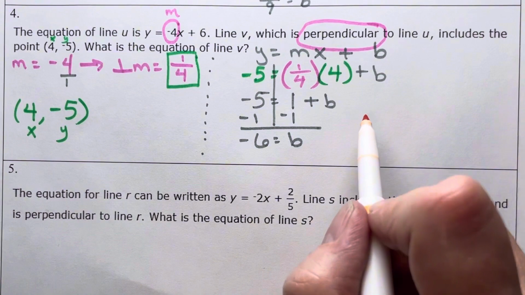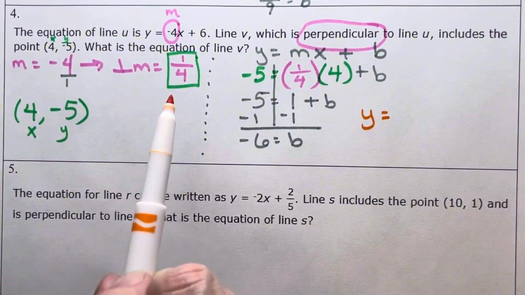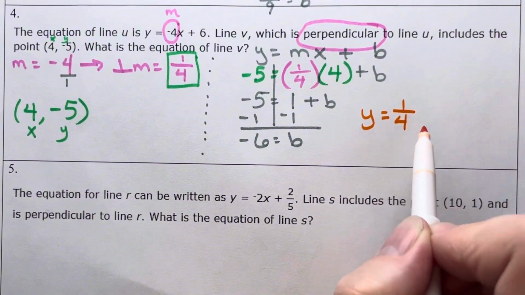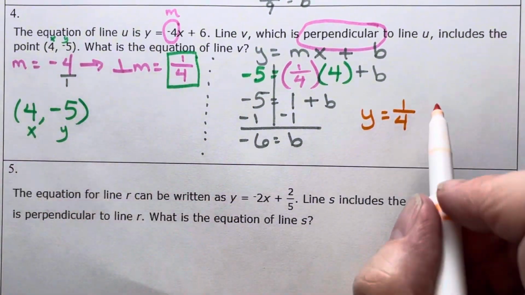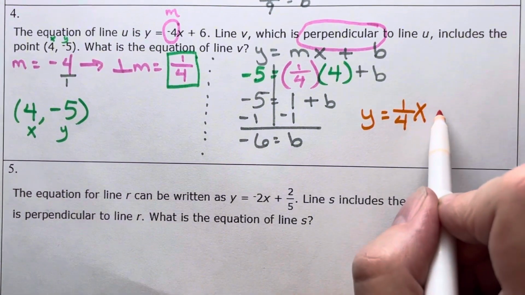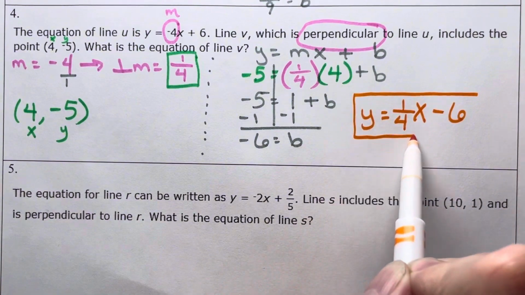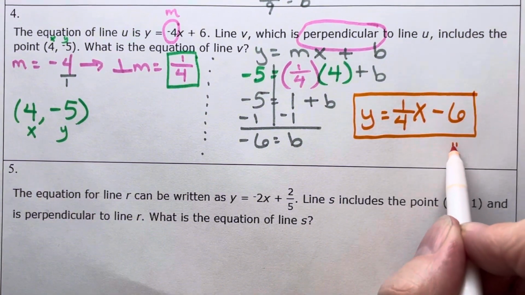All right, our y-intercept is -6. This is super. Let's write our final equation of y equals 1/4, the slope from the perpendicular information, x, and this is a negative y-intercept, so it is -6. Y equals 1/4 x minus 6. And there you go.